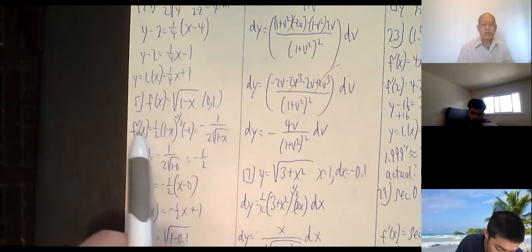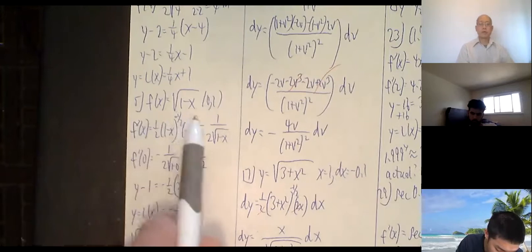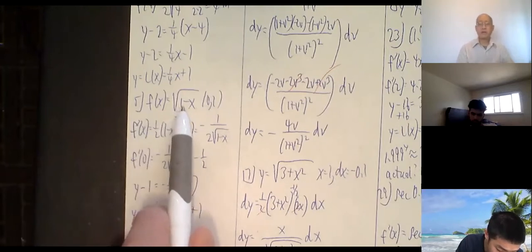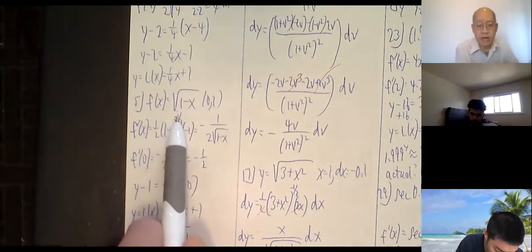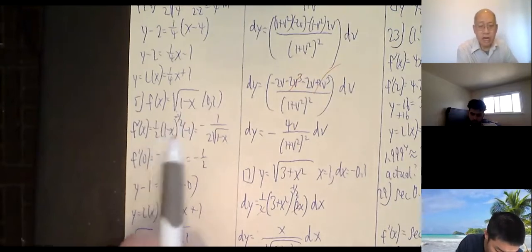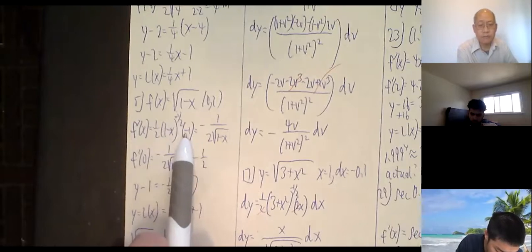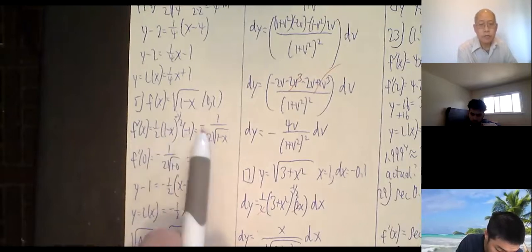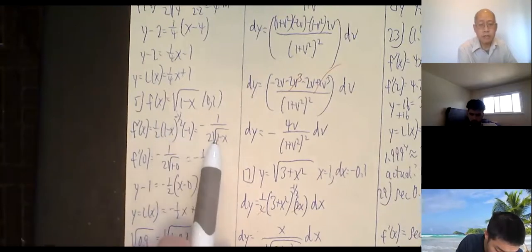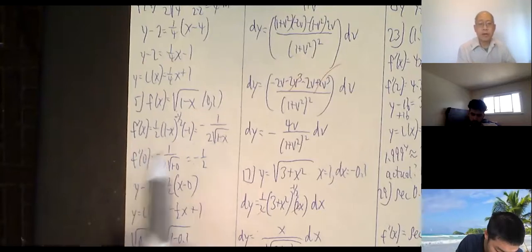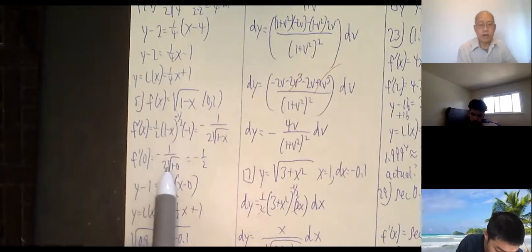I just plug in. Now find the derivative. Remember, this is (1 minus x) to the 1/2. The derivative is 1/2 times (1 minus x) to the negative 1/2, then by the chain rule times the derivative of the inside, which is negative 1. Clean it up: negative 1 over 2 square root of 1 minus x. Now I plug in 0: negative 1 over 2 radical 1 minus 0, that's 1, so negative 1/2.